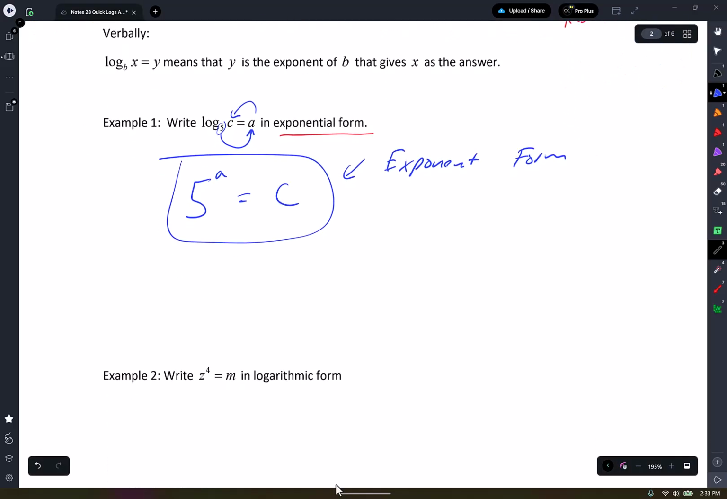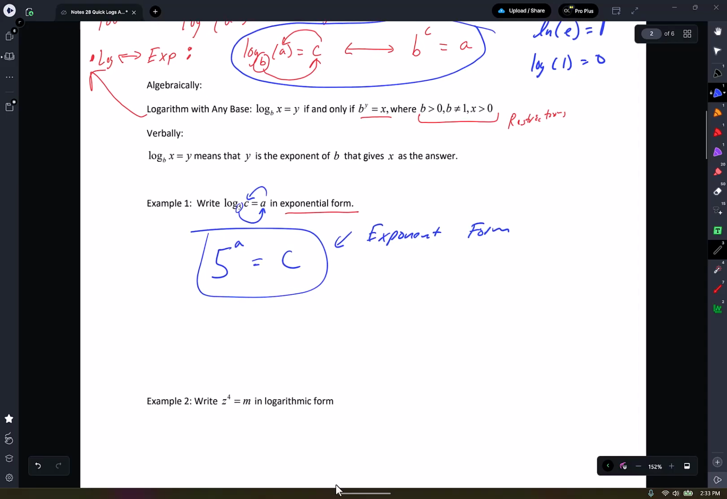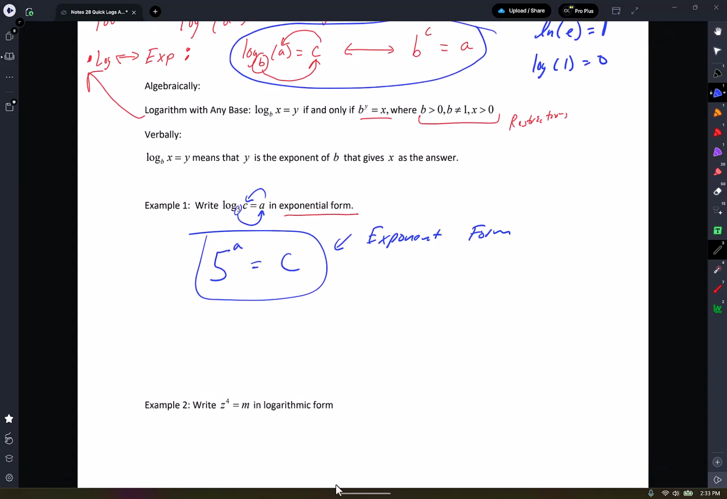Example 2. Write z to the power of 4 equals m in logarithmic form. I'm going to zoom out so I can look at how they're related. This z must be the base, so I'm going to write log base z of m must equal 4. And then you can test it just to make sure. z to the power 4 equals m. Yep, check mark. It works. We're good. And that's it.